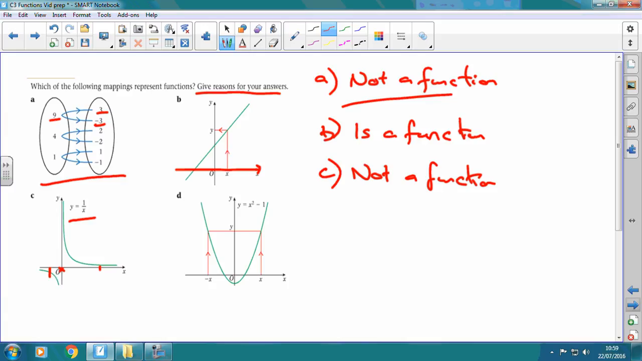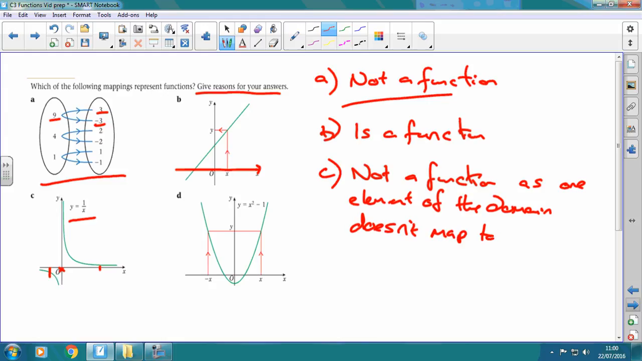So not a function as one element of the domain doesn't map to anything. Now that's not to say that 1 over x can never be a function, because it can be a function, but we'll get on to how we make it a function a little bit later.